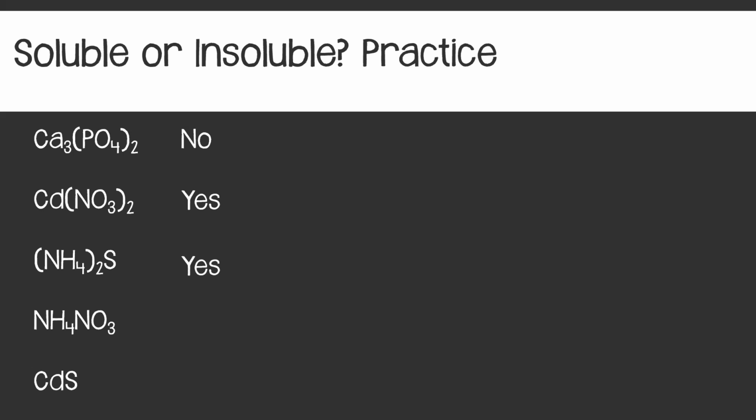And then we have ammonium nitrate. Yes, it is soluble. That's going to be referencing rule number 1 and rule number 2. And then lastly, cadmium sulfide. No, it is not soluble. It's insoluble, referencing rule number 6. So just make sure you understand those rules. You know how to tell if something is insoluble or soluble, and it can never contradict. So you can't have one rule saying it's soluble and then another rule saying it's insoluble. If you're using multiple rules, it's all the same answer. If not, you're misunderstanding or misinterpreting.